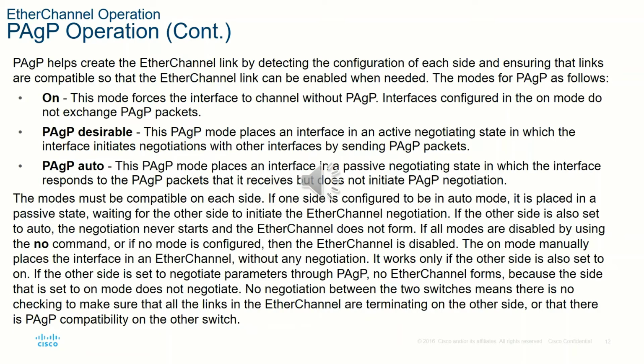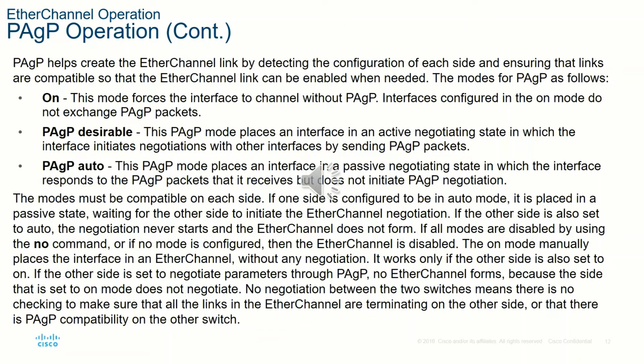Now we will discuss some cross compatibility between these modes. For example, we configured on mode in switch A, and we configured PAgP desirable mode in switch B. Whether the EtherChannel will be created or not. No, the EtherChannel will not be created. Why? In one switch we configured the static mode, in the other switch we configured the dynamic mode.